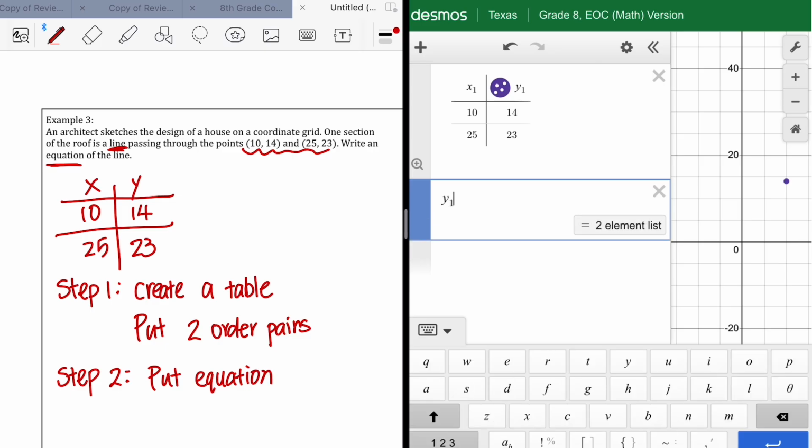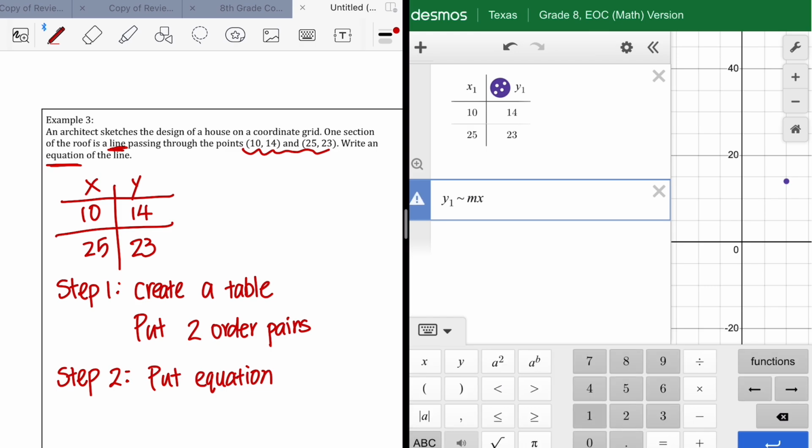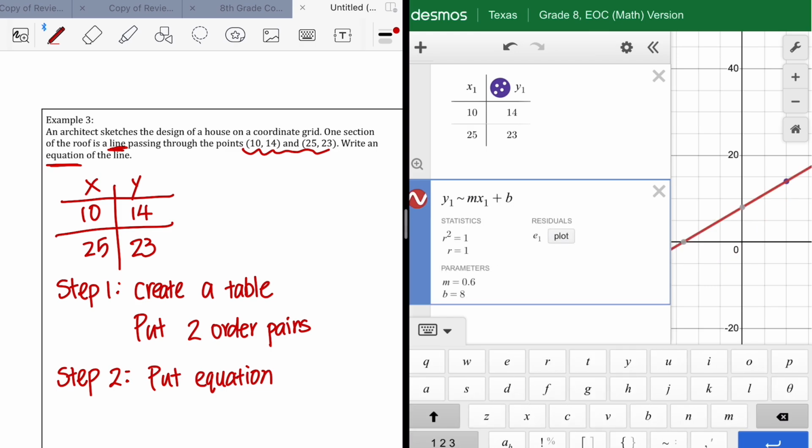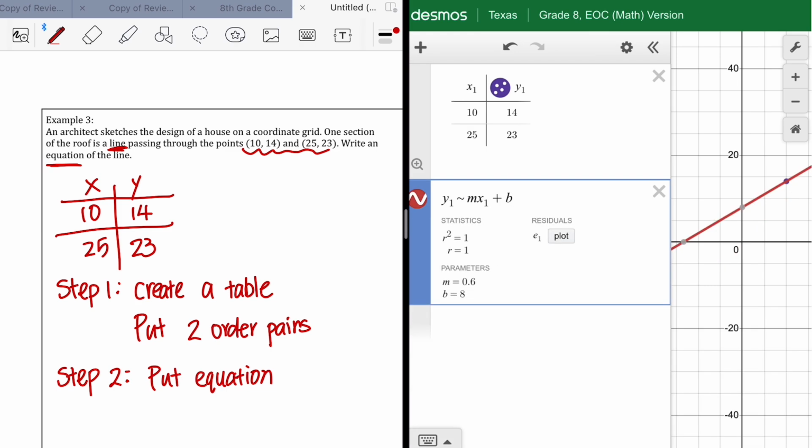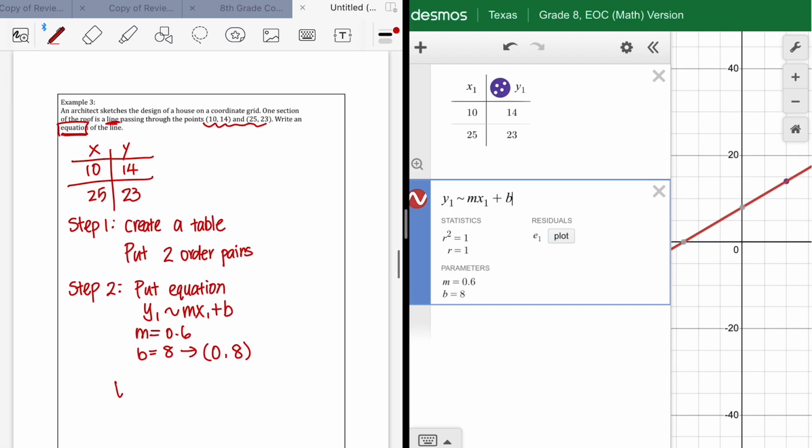Y1 similar to mx1 plus b. Remember, when we do not have an equation, we gotta convert it as y1 similar to. But if we do have an equation like the last question, we just type in the equation. This one, m equals 0.6, b equals 8. If we need to rewrite it as an ordered pair, it gotta be a 0, 8. But this question only asked me to write an equation. So your equation will be y equals 0.6x plus 8.